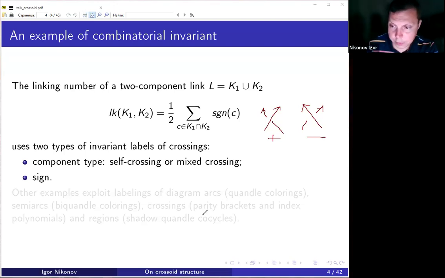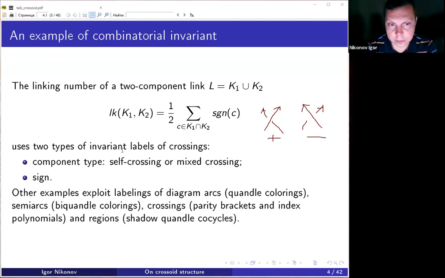In other cases, we may use covariance not of labels of crossings but of other elements such as arcs. In this way, we may come to quandles and quandle invariants, such as the number of colorings and quandle cocycle invariants. We may also consider labels or colorings of regions, and we get in this way maybe shadow cocycle invariants, so some invariants concerning the three-bracket structure, Nebozhidovsky three-bracket structure of the knot, and so on. So most of all combinatorial constructions of invariants use these invariant labels.